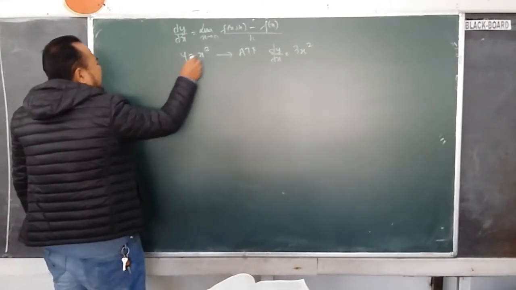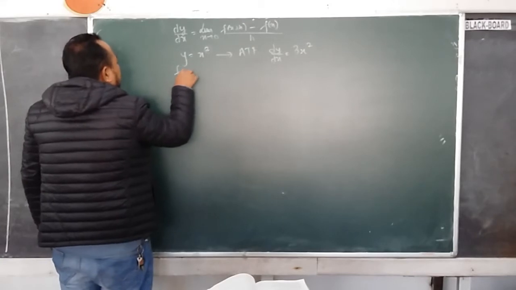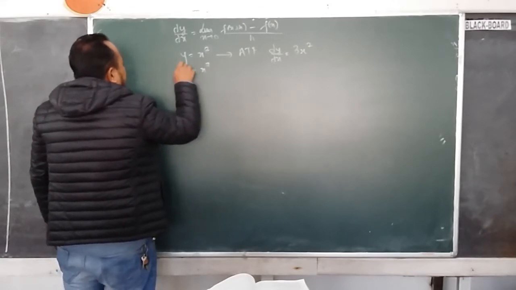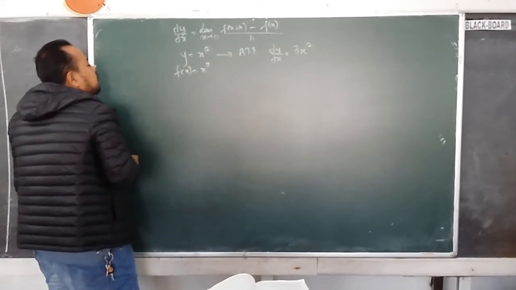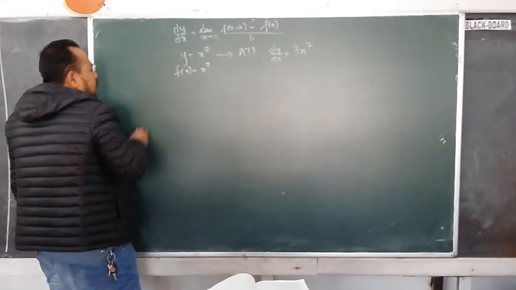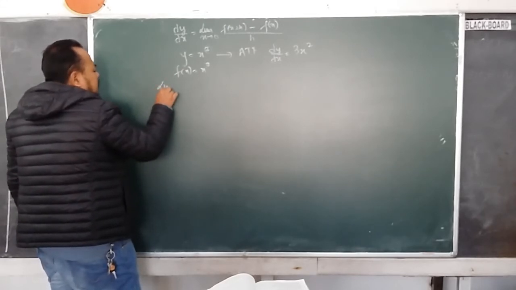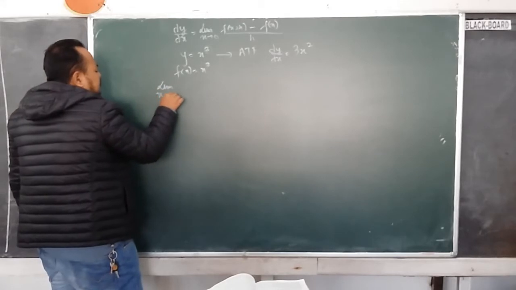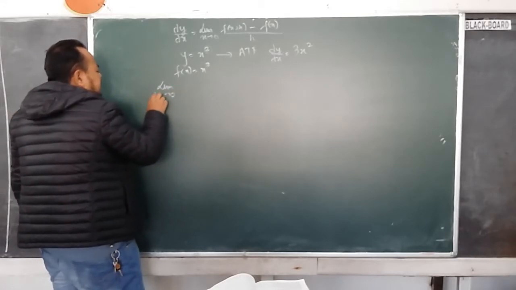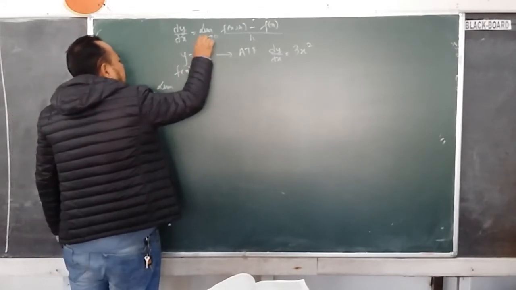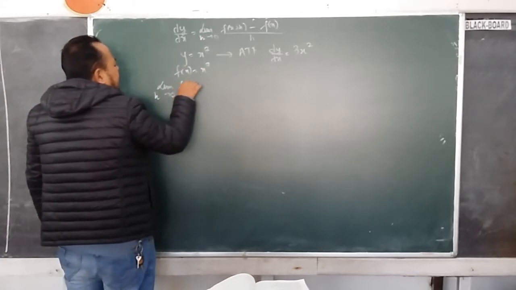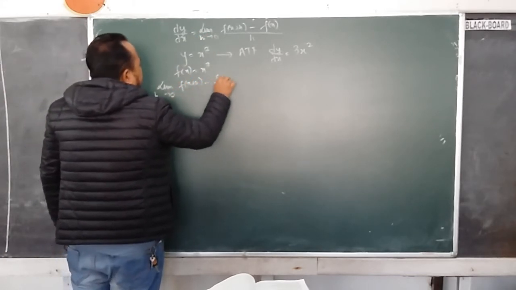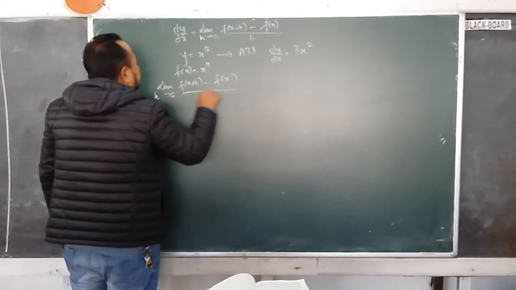So y equal to x cube means f of x equal to x cube. That means y and f of x are same. The functional value is x cube. Now what is the formula? Limit h tends to 0, f of x plus h minus f of x divide the whole thing by h.